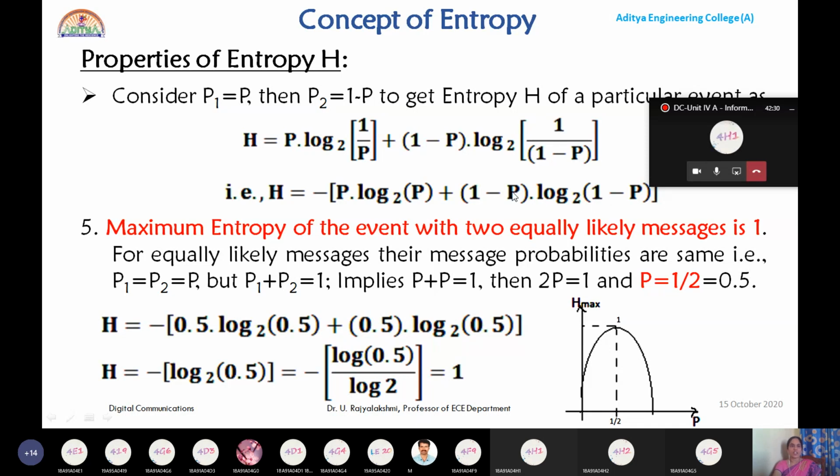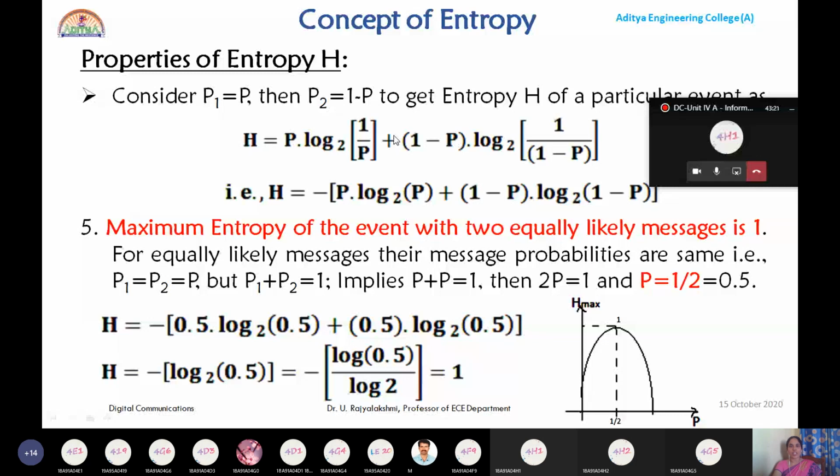Remember this equation. Now please observe the fifth property carefully. The maximum entropy of the event with two equally likely messages is 1. What is meant by the equally likely condition? In the case of an equally likely situation, the message probabilities of an event are equal. If the message probabilities of an event are equal, then that event is considered to be in equally likely condition. For equally likely messages, their message probabilities are equal or the same.